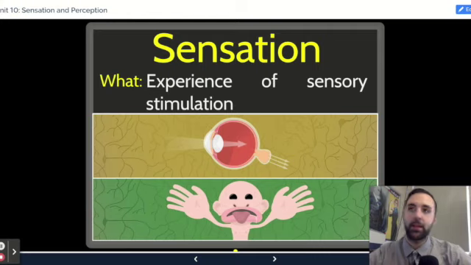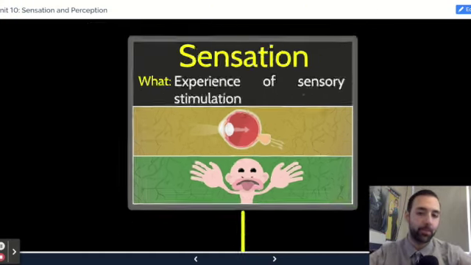So I'm talking about anything from light waves triggering the sense of vision, sound waves with hearing, taste sensation, smell sensation, touch sensation. If we're talking about experiencing sensory stimulation, and then oftentimes talking about some of the anatomical structures in our body related to those sensation stimulations, we're talking about sensation as a whole.